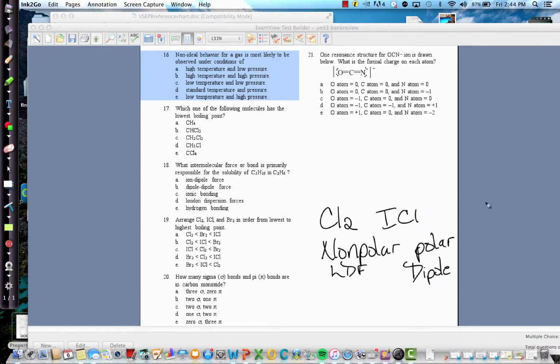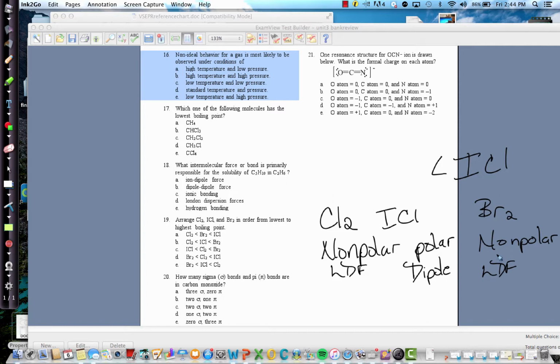All right, and then we look at Br2. Well, I know it's nonpolar, and I know that means that it has to be LDF. All right, so we're going to put it in order from lowest to highest boiling point. The stronger the intermolecular force is, the higher the boiling point. So I automatically know ICl will have the highest boiling point because it has the strongest intermolecular force. So now we need to look at Cl2 versus Br2.